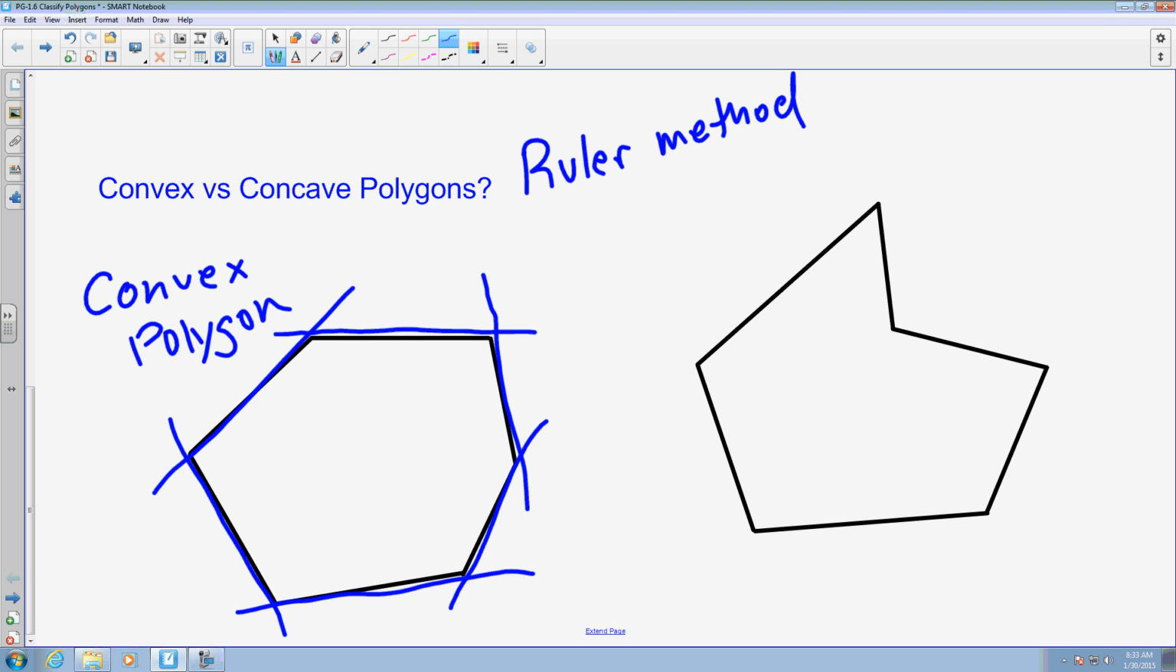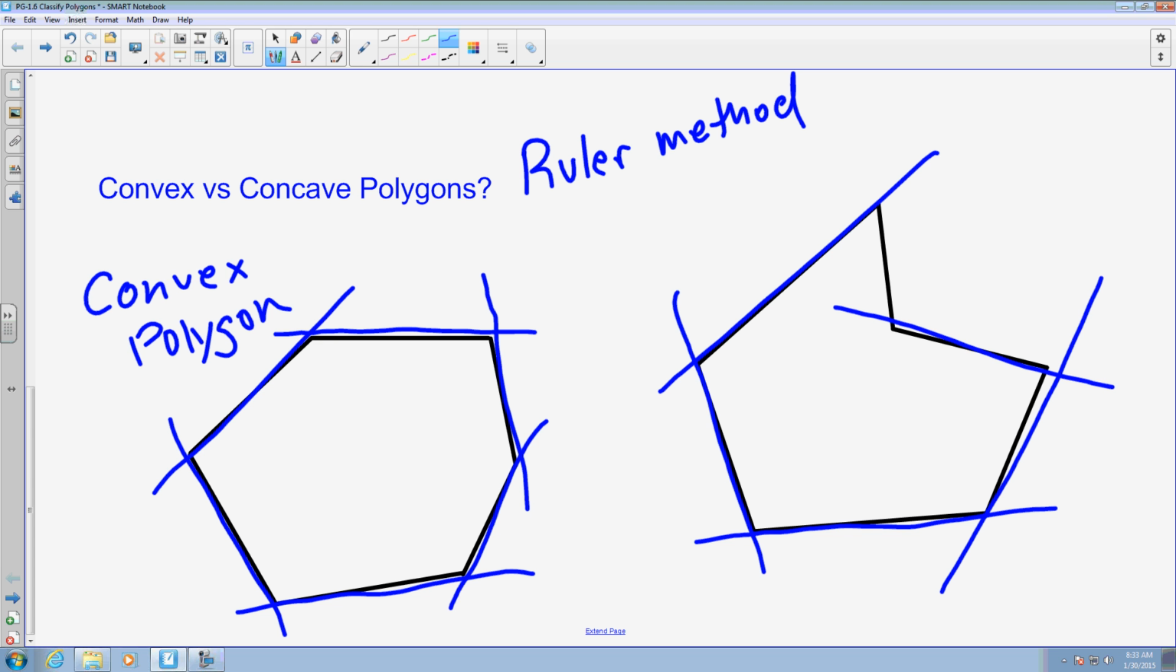So you're going to use that same ruler method on the next one. If you go over here, no intersection, no intersection, no intersection, no intersection, and then finally I get to this one. Ooh, I have an intersection. Since it intersected the interior with that one side, as long as one side intersects, we can say that this is a concave polygon.